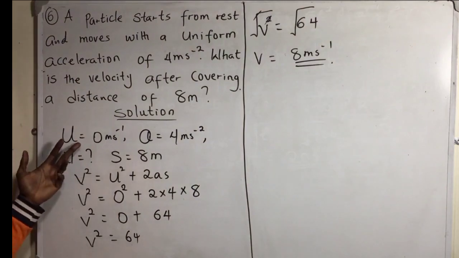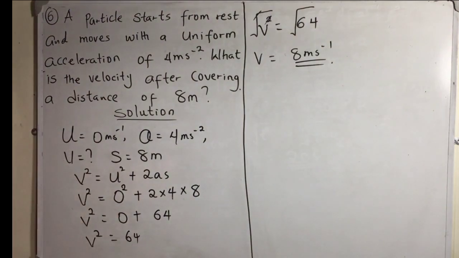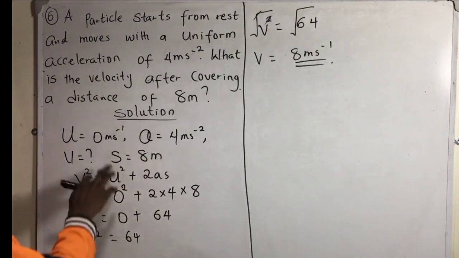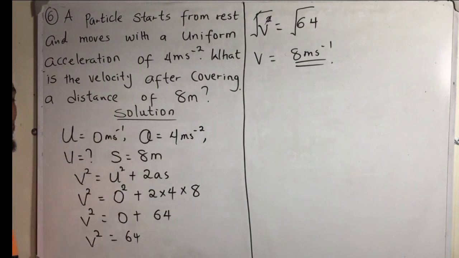We have our initial velocity to be 0 meters per second. The acceleration of that body is 4 meters per second squared. We are asked to look for the final velocity, which is v, after covering some distance, which is 8 meters. The best formula to apply in this type of question is v squared equals u squared plus 2as, because all our data are available in the equation that we have now.